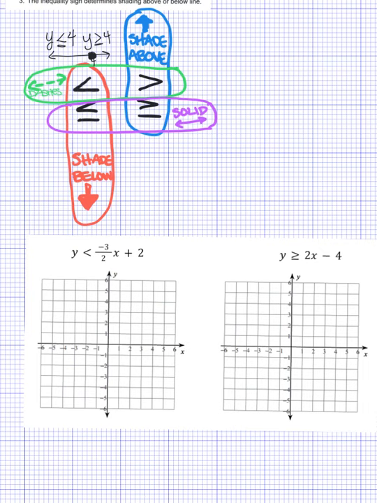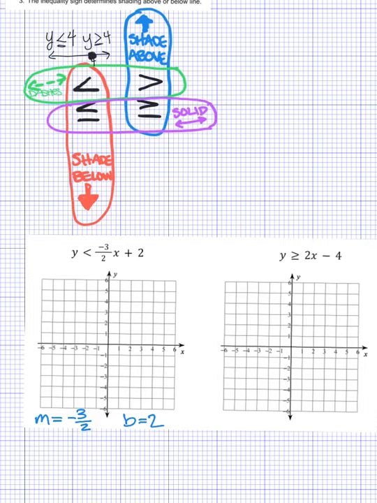All right, my first example is right here. y is less than -3 over 2 x plus 2. So I'm going to start by identifying my slope and my y-intercept. My slope is m, and that's the number that is connected to the x, so that's -3 over 2. And my y-intercept is 2.